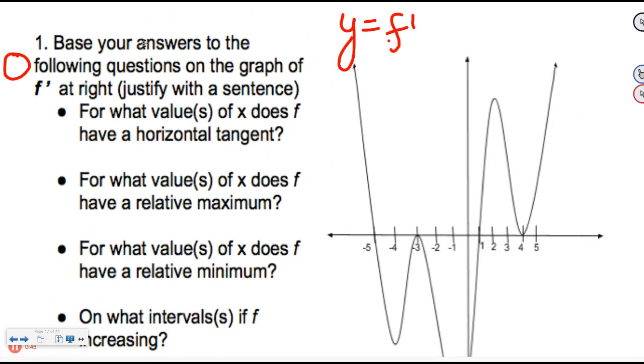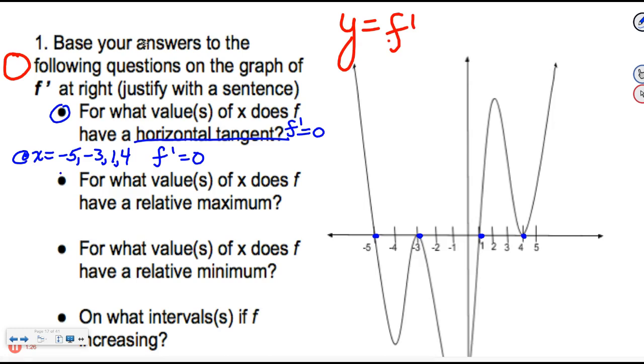For bullet number 1, for what values of x does f have a horizontal tangent line? If its tangent line is horizontal and the derivative is the slope of the tangent line, it'd be where f prime has to equal 0. This is the graph of f prime, so I'll be looking right here where all these y values, or f primes, are 0. So we would say at x equals -5, -3, 1, and 4. If I wrote a sentence, I would say this is where f prime equals 0. I'm not going to write the full sentences out. Now, those are also all called critical values.